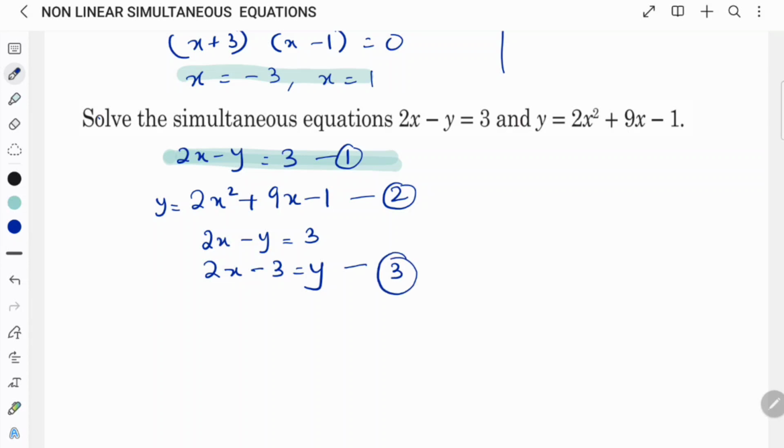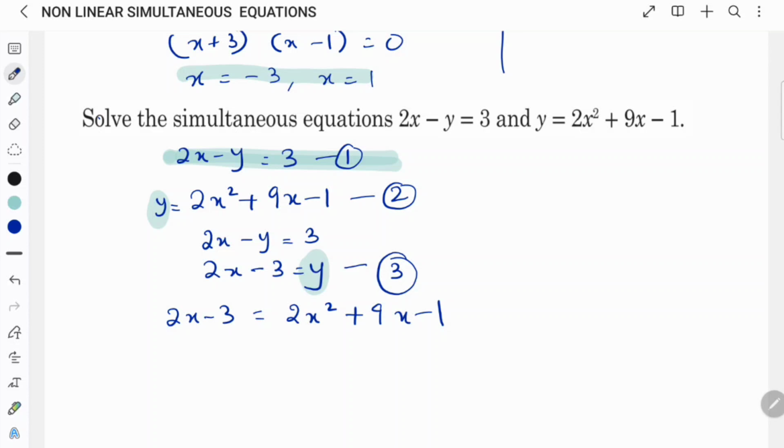All right. So we have 1, 2, 3. The third equation has come out from first. You put it into 2. You have to put it into the quadratic equation. All right. So they both are y. So just write down 2 and 3 are equal. So we can write down 2x minus 3 is equal to 2x square plus 9x minus 1.